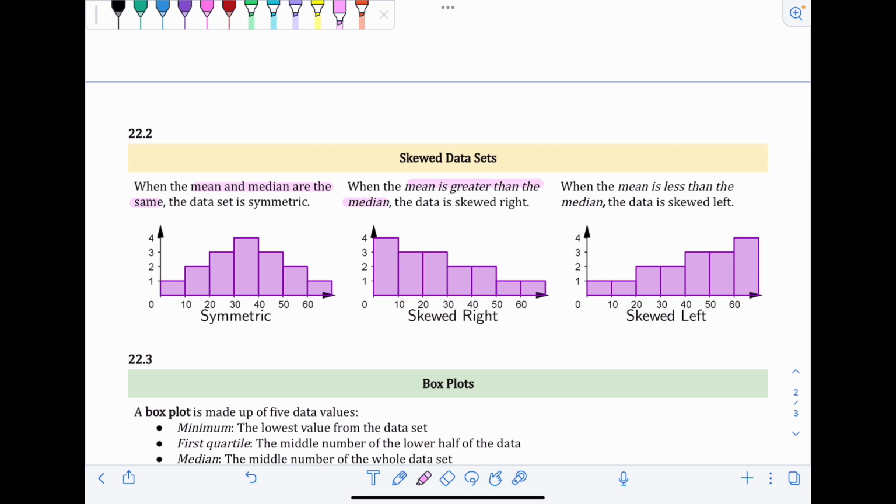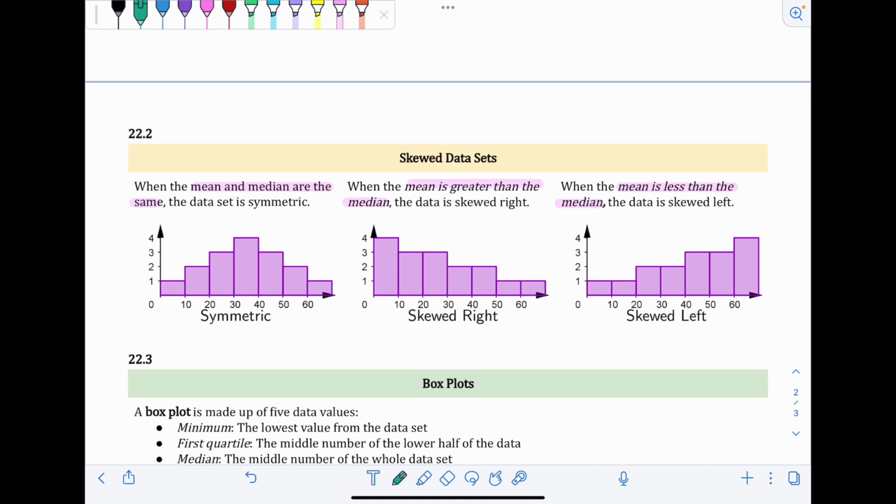And then on the last box, when the mean is less than the median, the data is skewed left. So for me, when I look at the graphs for skewed left and skewed right, they feel like they're backwards. So one thing that I suggest in thinking about it, and if you have other ways to help you, you should share them because it's always kind of confusing.